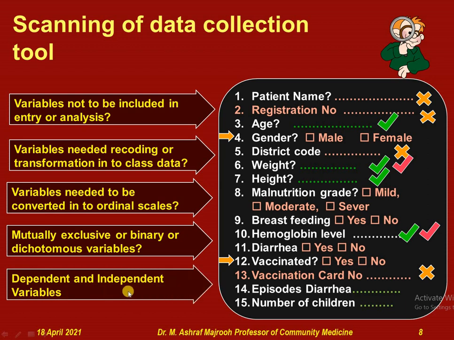Lastly, the dependent and independent variables. Usually the outcome variable is the disease or disease related effect. So the dependent variables are few, but most of the variables are independent. In this example, diarrhea is ultimately the disease under study, so this is the dependent variable. Or malnutrition, category of malnutrition may be the dependent variable. Most of the other variables fall in the independent category.